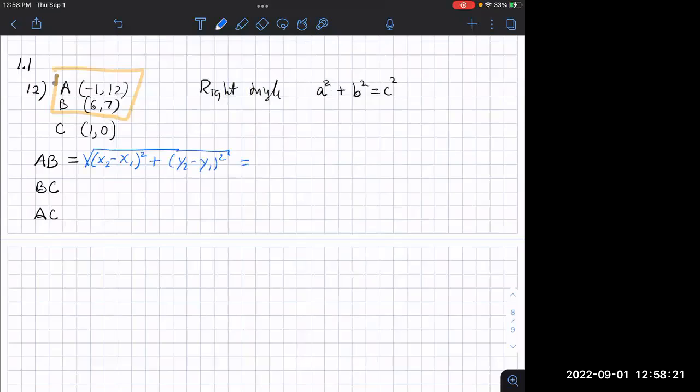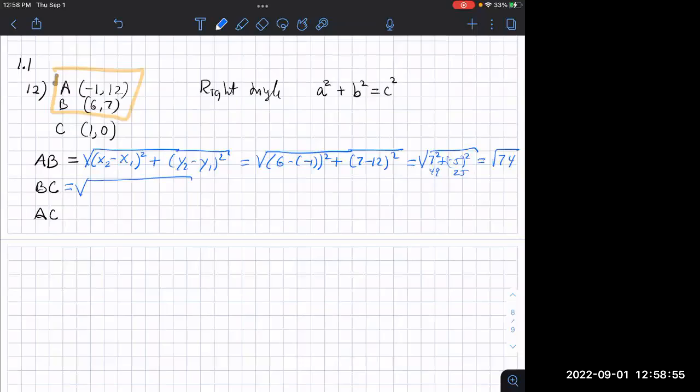Okay, now substituting the values. So it'll be 6 minus -1 squared plus 7 minus 12 squared. Okay, simplify that. I got 7 squared plus -5 squared. Okay, and that gives you? I got 49 plus 25. Okay, and then the square root of 74. Okay, BC.